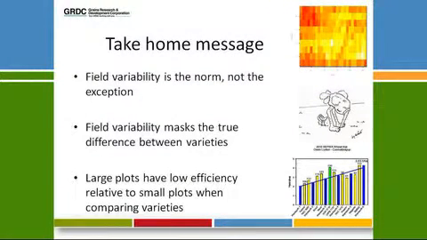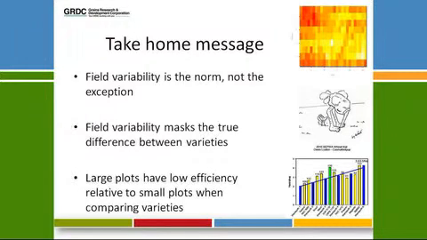The take-home message, I guess, it's a bit like death and taxes. Field variability is always going to be there, okay? It will be the norm, not the exception. It's going to mask the true differences between the varieties. So if we're trying to make comparisons, we need to separate the field variability out from the actual differences. And hopefully I can convince you or demonstrate just by example today that large plots in these strip trials actually have much lower efficiency at answering your research question than small plot experimentation.